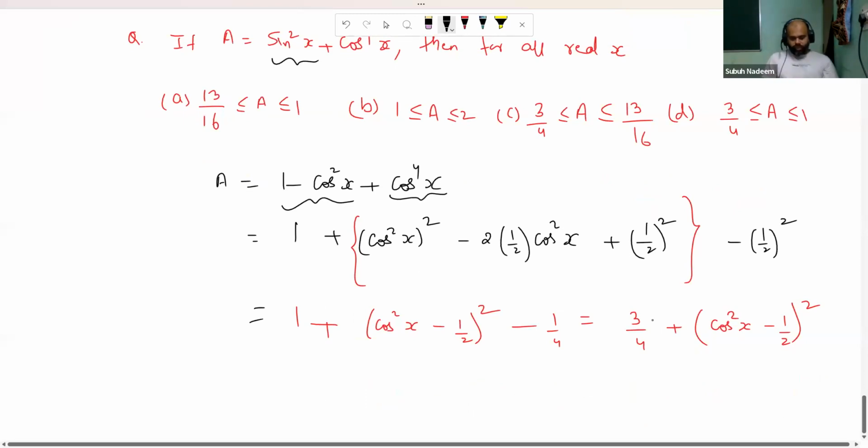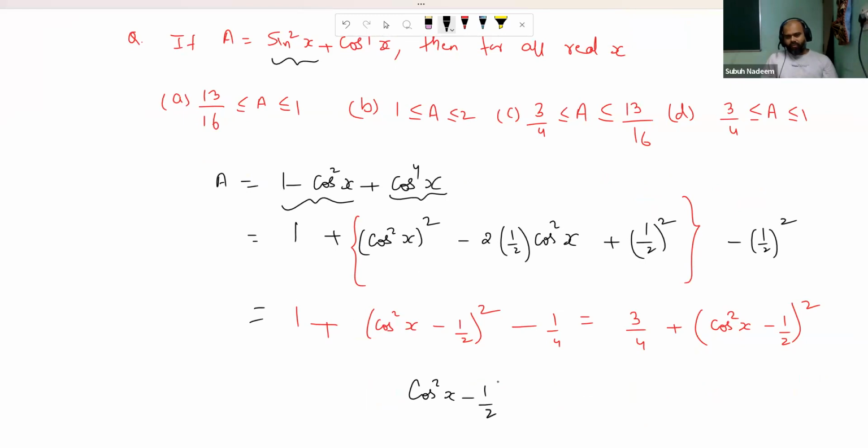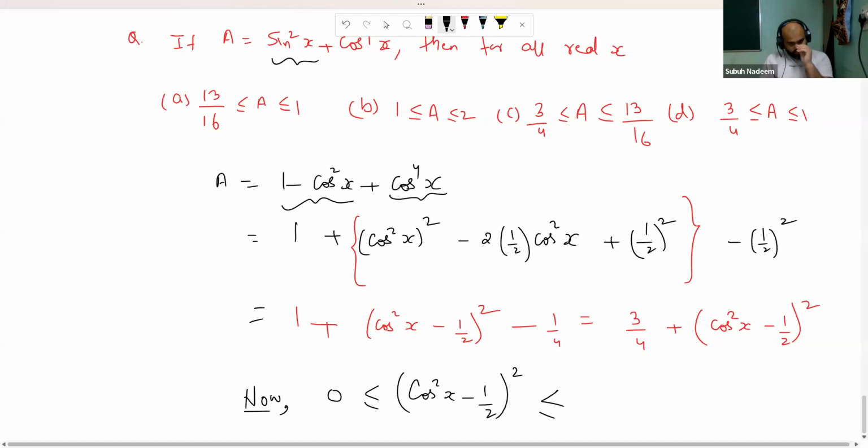Now from here, you will say that cos square x minus half whole square has a minimum value which is 0 because it is a square. This is fine. And what will be its maximum value? 3 by 4. That is, you are taking cos square x as 1. No, cos square x, what you are taking? 1 you are taking. So how it can be 3 by 4?